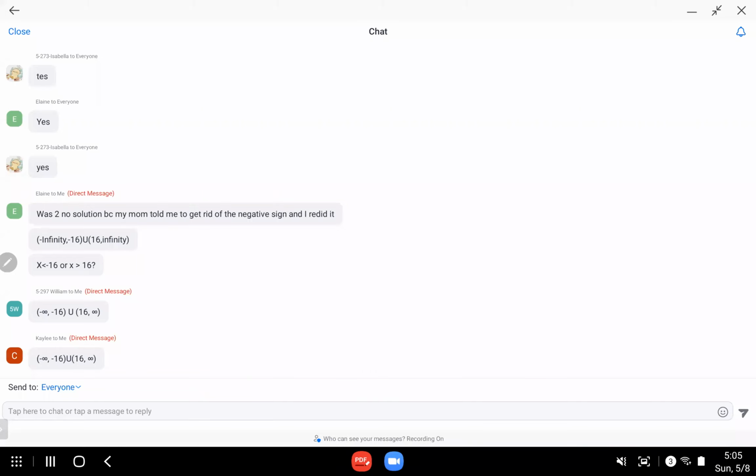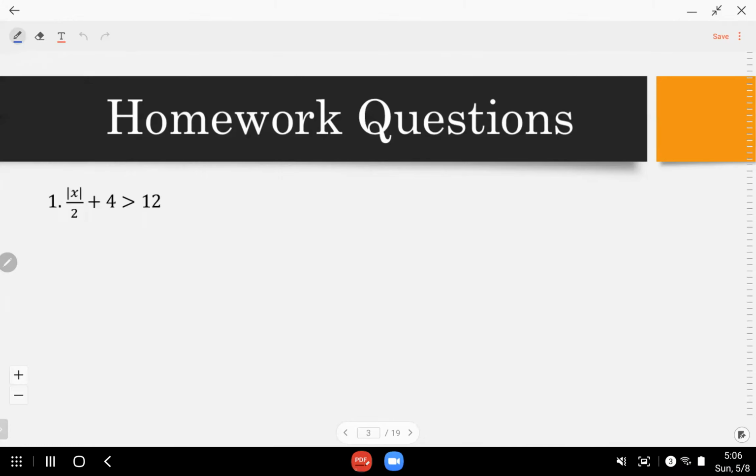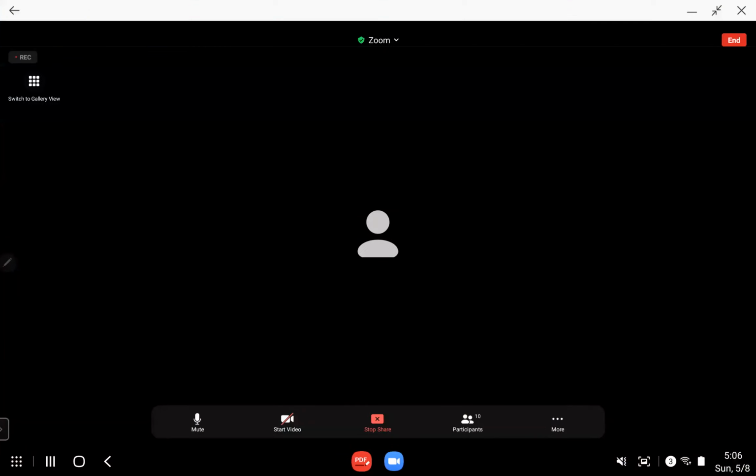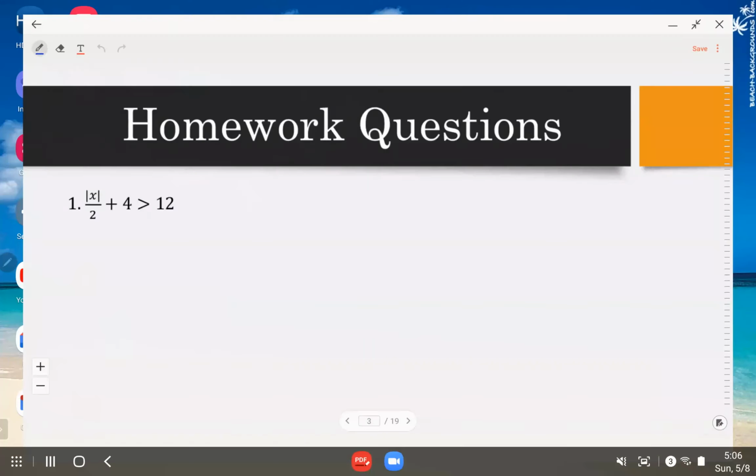All right, so let's see. Negative infinity to negative 16, very good. Most people got that. I haven't checked the homework yet, but I'm going to assume that is correct. So let's see who can help us with this. I want everybody to participate. So let's see, Kaylee. You gave us, I think, the correct answer. Can you walk us through how to do this problem, if you could?